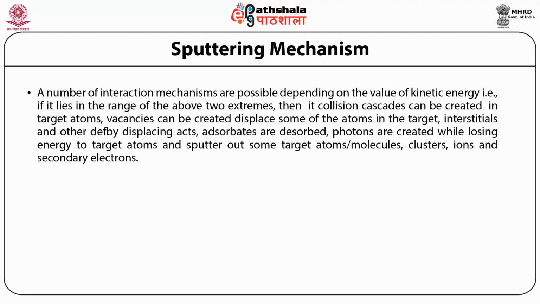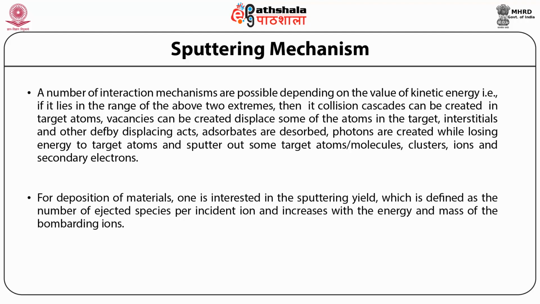Vacancies can be created displacing some of the atoms in the target, interstitials, and other displacing acts. Adsorbates are desorbed, photons are created while losing energy to target atoms, and some target atoms, molecules, clusters, ions and secondary electrons are sputtered out. For the deposition of materials, one is interested in the sputtering yield.